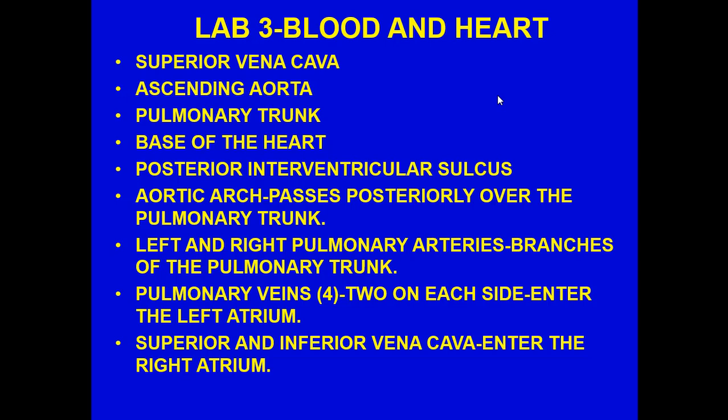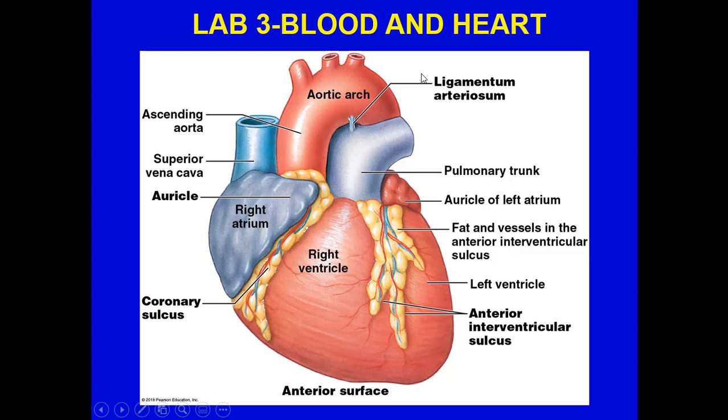arteries, which are branches of the pulmonary trunk, the pulmonary veins, two of which are on each side, and they enter the left atrium. The superior and inferior vena cava, which enter the right atrium.